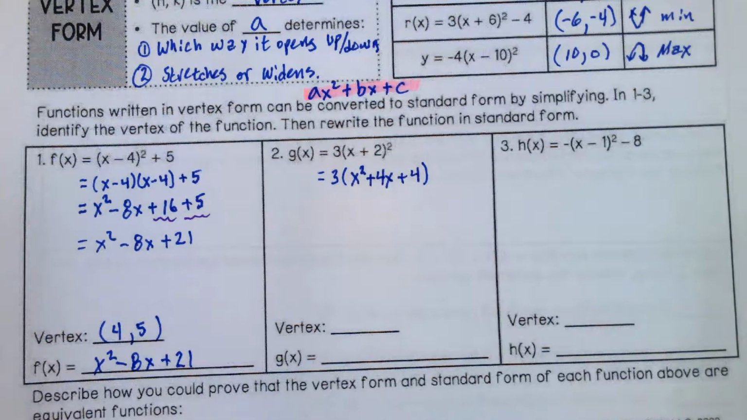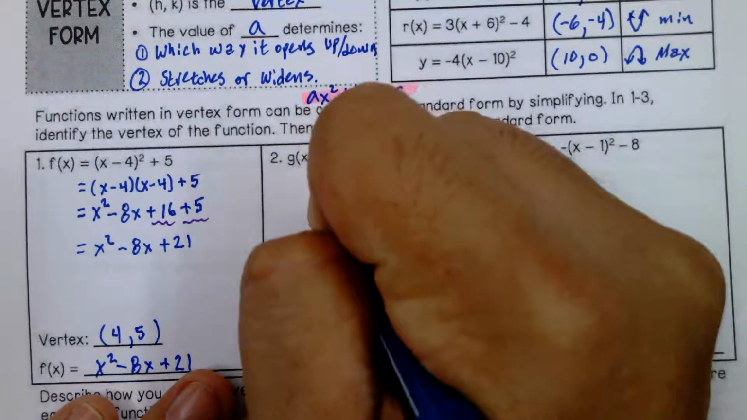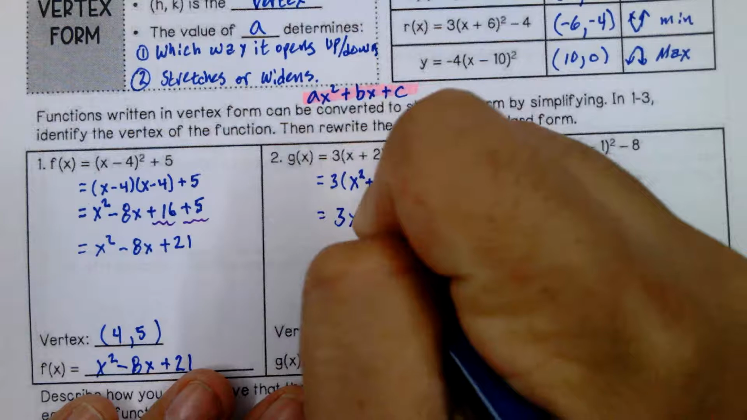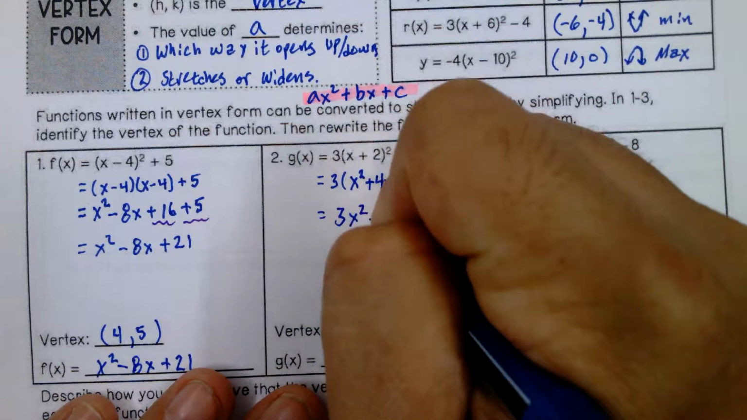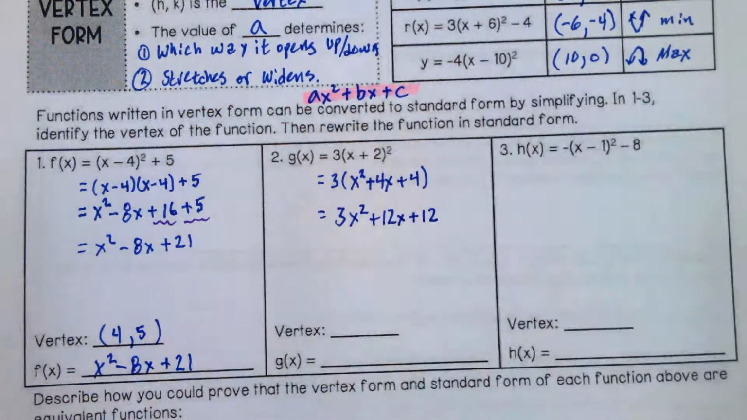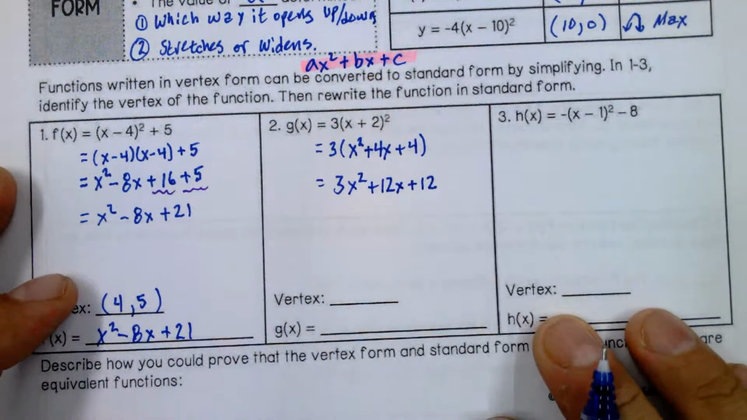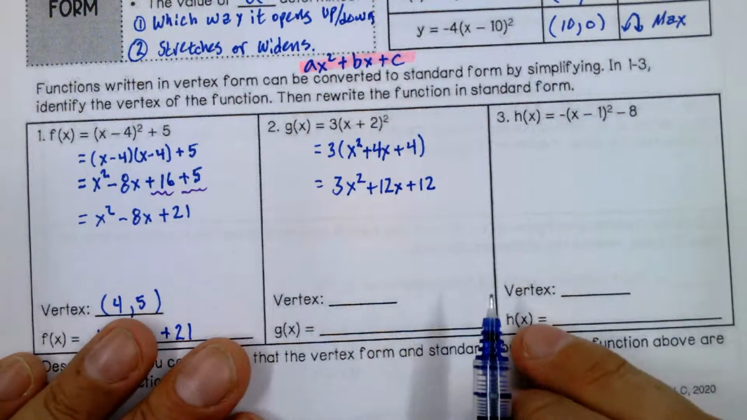If you still didn't catch it, then you do x plus 2 times x plus 2 and do first, outside, inside, last. Okay. Now we distribute. So now we multiply by 3. So that's going to be 3x squared plus 12x plus 12. Okay? So there it is in standard form.